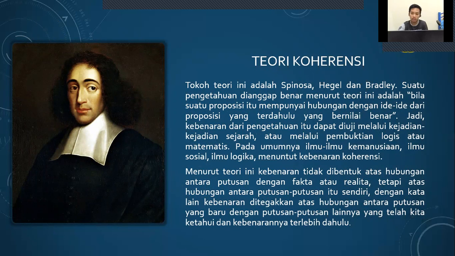According to this theory, truth is not formed on the relationship between decision and fact or reality, but on the relationship between the decisions themselves. In other words, the truth is upheld on the relationship between the new decision and other decisions that we already know, and whose truth is established in advance. This theory assumes that a statement can be said to be true if the statement is coherent or consistent with previous statements which are considered true.